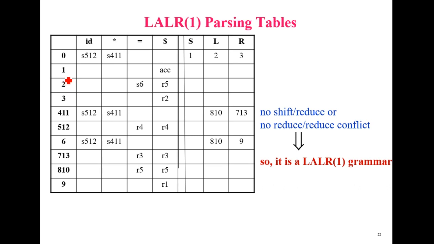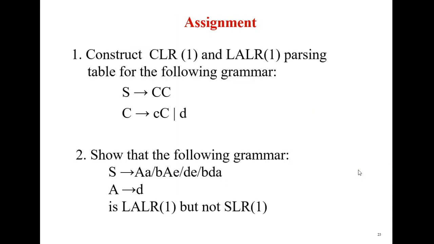In this table, we are getting only 10 states, from 0 to 9. But in the CLR1 parsing table, we had states 0 to 13. Provided there is no shift-reduce conflict and no reduce-reduce conflict, this grammar is LALR1 grammar. So this is the compressed form of the CLR1 parsing table.